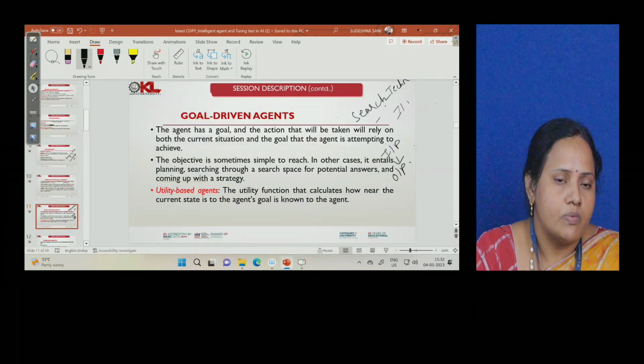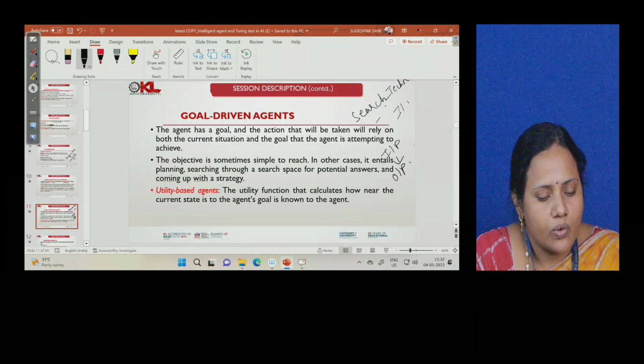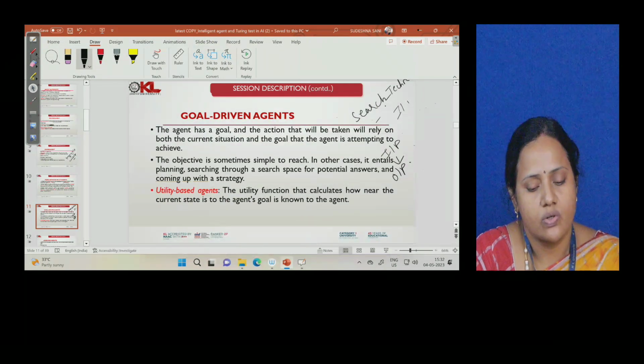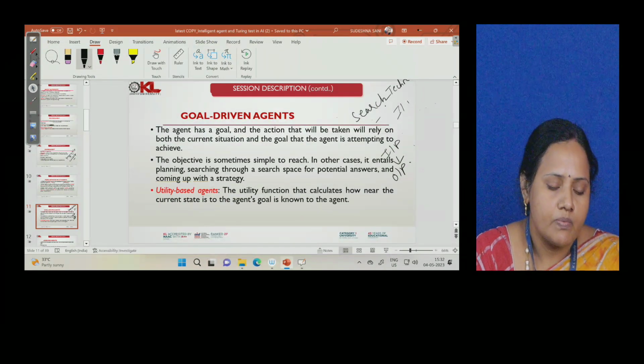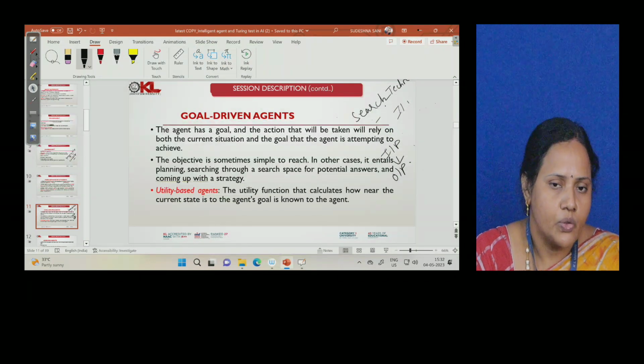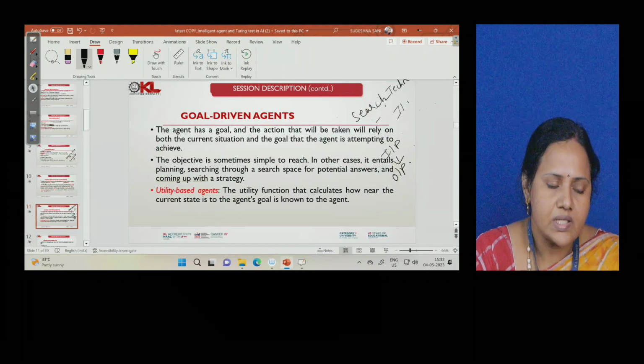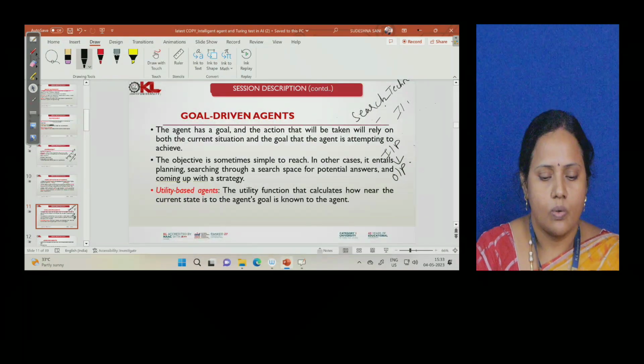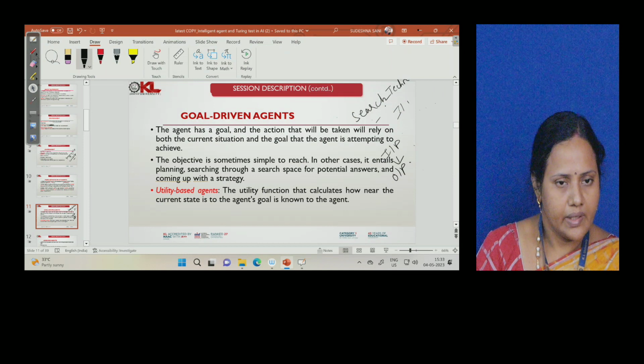Okay, here the performance measure will be like, you will be seeing some algorithms like the A star algorithm. The performance will be measured in the form of a heuristic function, right? Some function f(n) is equal to g(n) plus h(n), like that will be calculated, right? So all those come under goal driven agents.